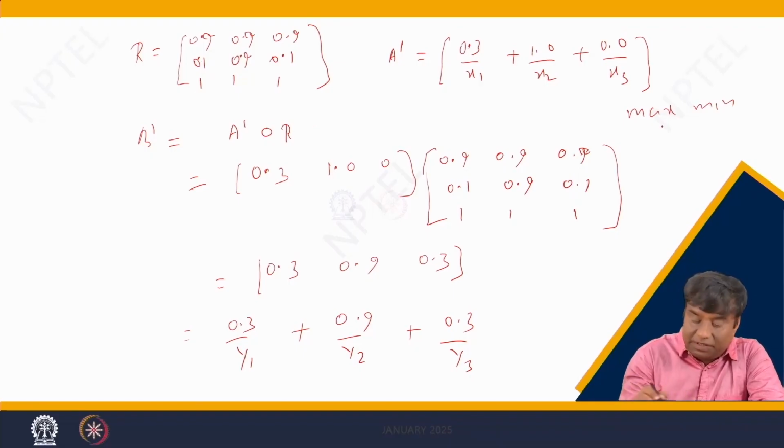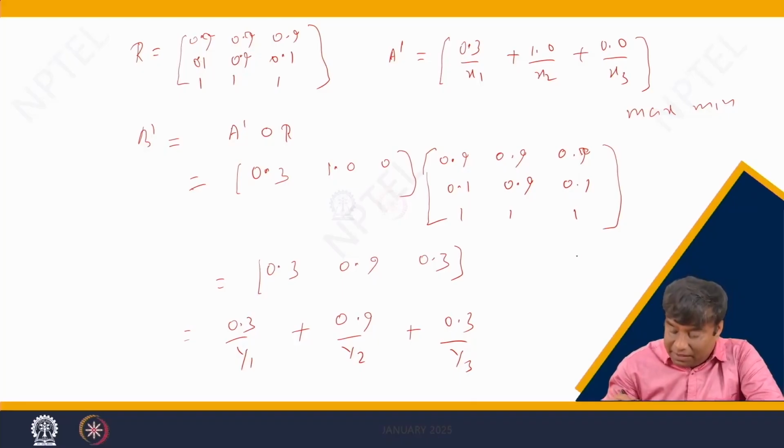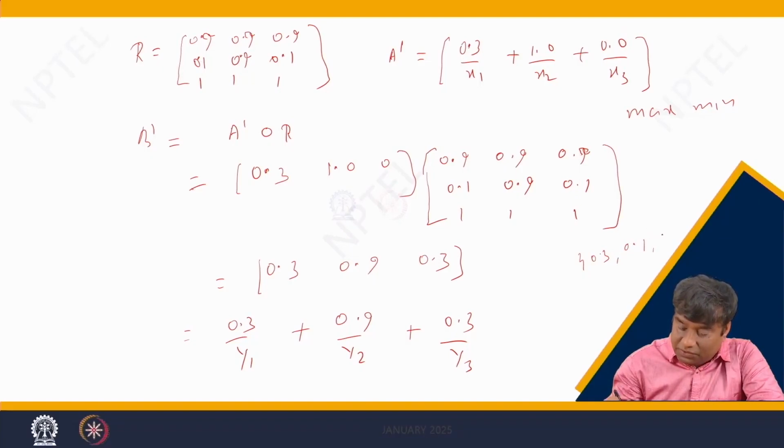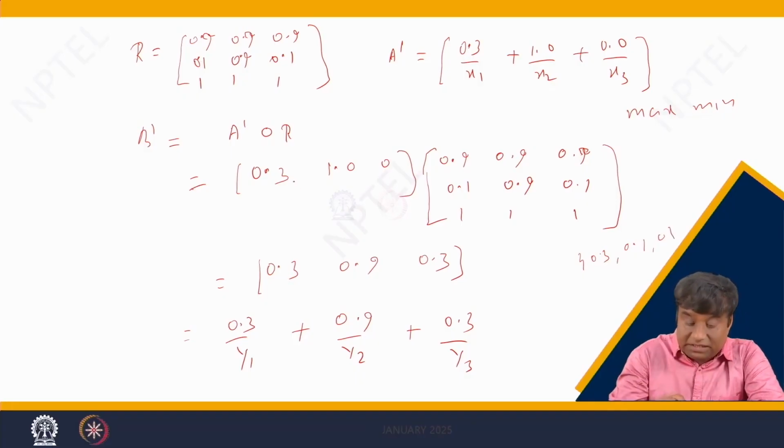So A dash max-min composition with R. It is 0.3, 1.0, 0.0. For the first column, the minimum of 0.3 and 0.9 is 0.3, the minimum of 1.0 and 0.1 is 0.1, and the next is 0. So the maximum value is 0.3. For the second column, 0.3 and 0.1 gives 0.1, then 1.0 and 0.9 gives 0.9, and the next is 0. So the maximum value is 0.9.